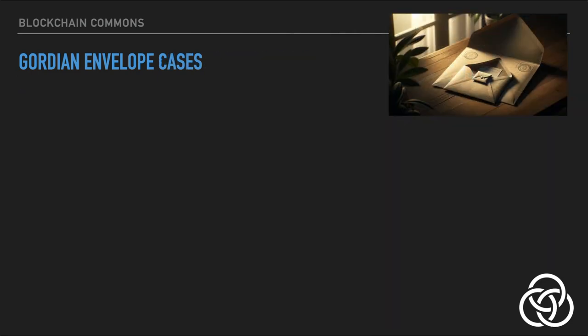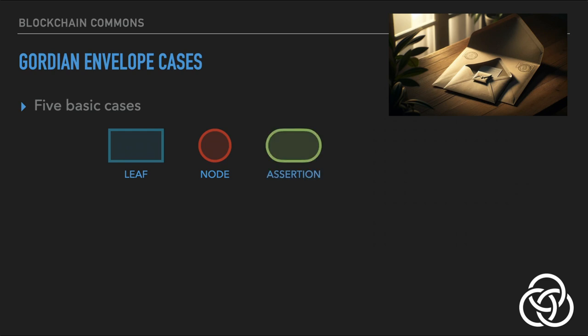Gordian Envelope is an enumerated type with 5 basic cases. Each of these cases is itself an envelope. The first case is leaf. This is any encoded CBOR data that can have any structure you like. The second case is node. This is a subject envelope and one or more assertion envelopes. An assertion is an envelope that pairs a predicate and an object.